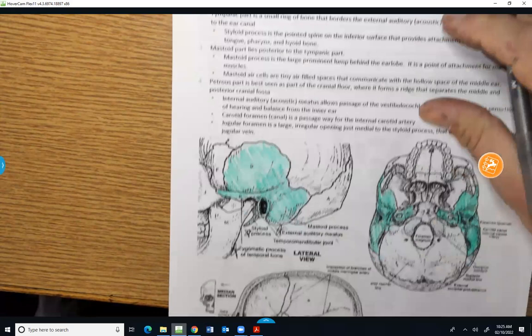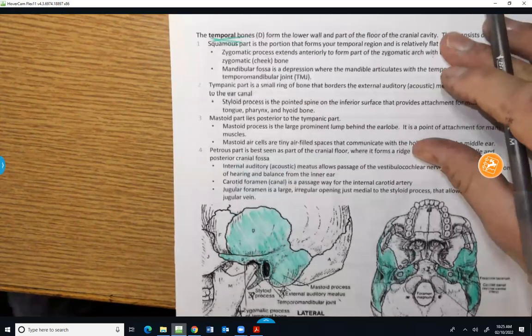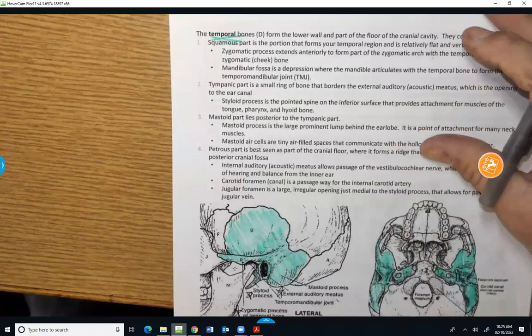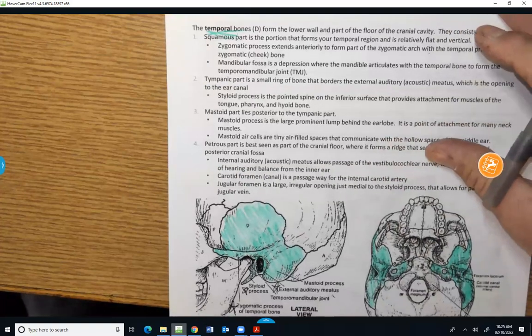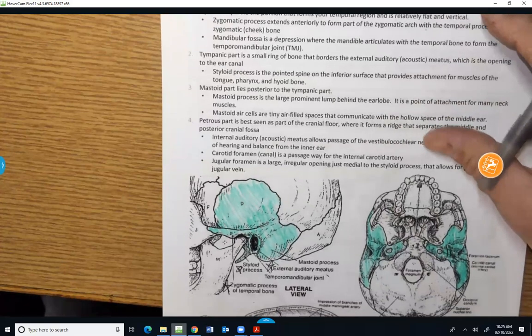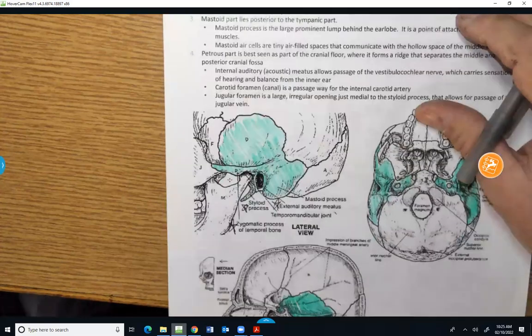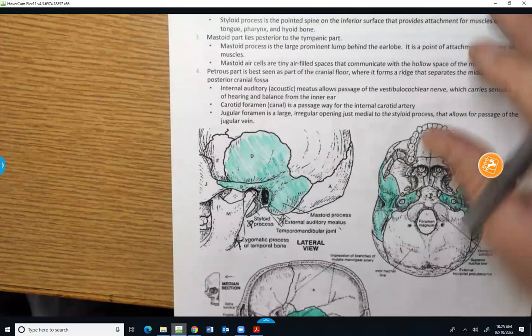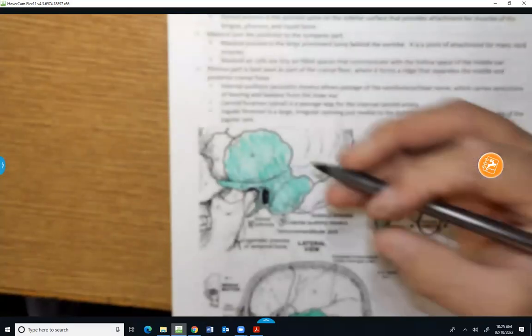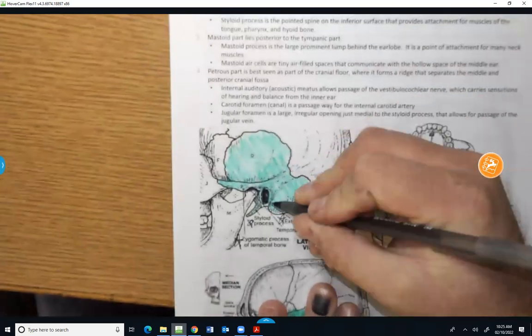So those are all structures associated with the squamous part. And I've already started to jump ahead to the tympanic part, a small ring of bone that borders that external acoustic or auditory meatus, opening to our ear canal. Behind that is what we call the mastoid part. The mastoid part has what we call the mastoid process.